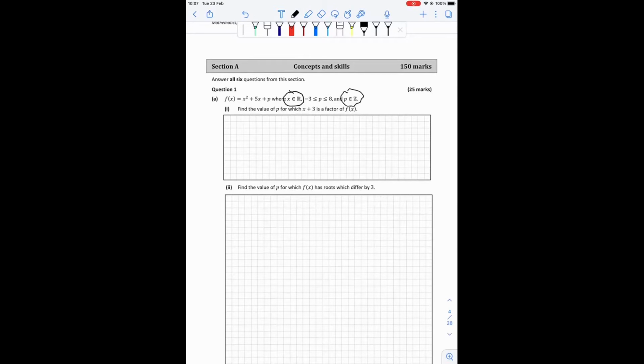The question is asking us to find the value of p for which x plus 3 is a factor. So when they tell us x plus 3 is a factor, that means that -3 is a root. I know that because if I equate x plus 3 to 0 and rearrange, I'll get that x equals -3. That means it's a root. That means if you sub that in, you will get 0. So a root is where it hits the x-axis.